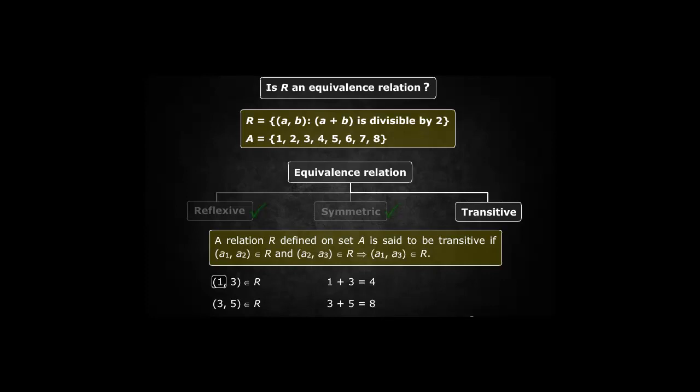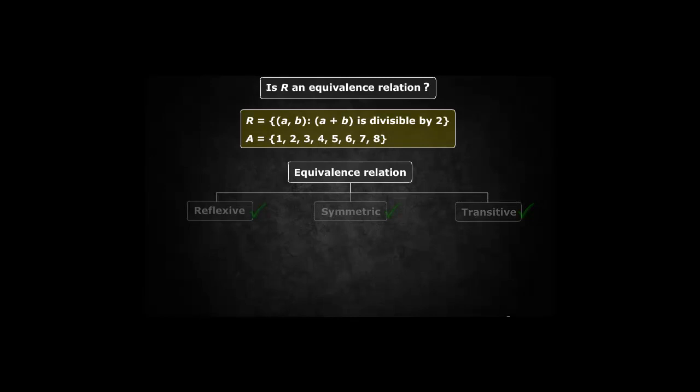Now look at the two elements. Let me take 1 from this element and 5 from this element. So I get (1, 5). And what about this element? 1 plus 5 equals 6. 6 is divisible by 2. And this means that (1, 5) belongs to R. This means that R is transitive as well.